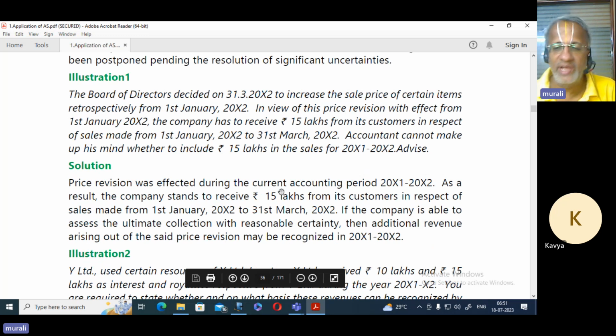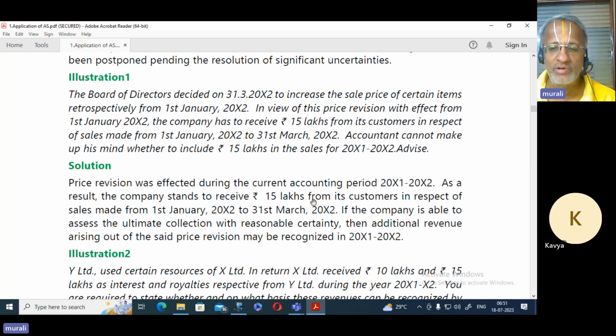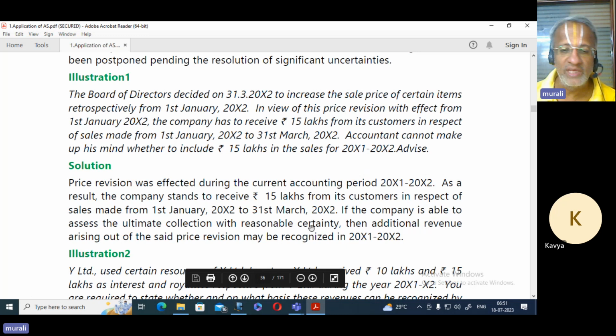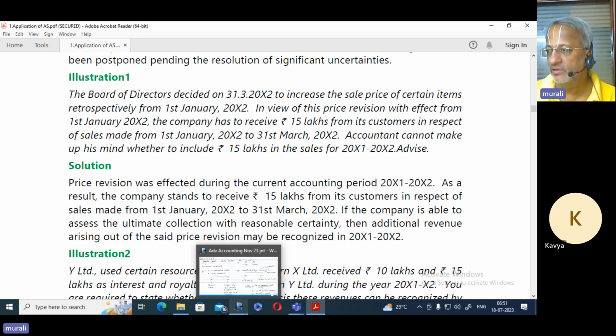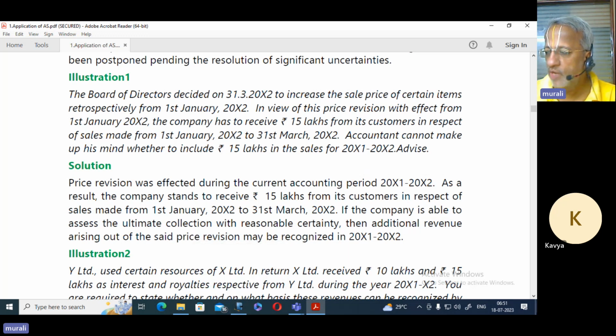Price revision was affected for the period X1, X2. As a result, the company stands to receive in respect. If the company is able to assess the ultimate collection with reasonable certainty, then additional revenue arising out of them may be recognized. They have never said it should not be recognized, it should be recognized. They have put it out only upon a condition. Only upon a condition it was communicated. Is that okay? Are you clear?